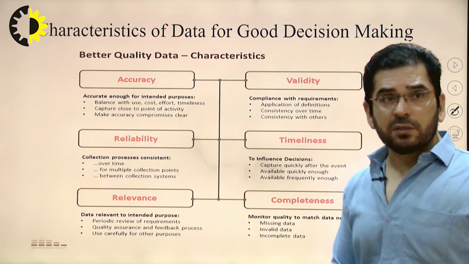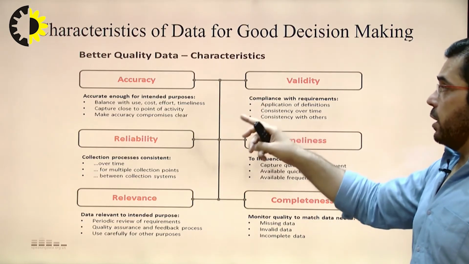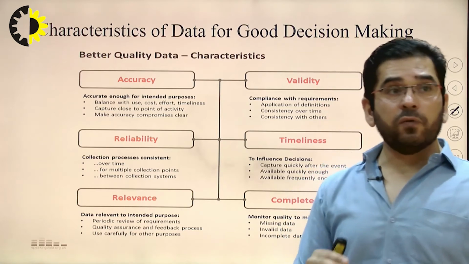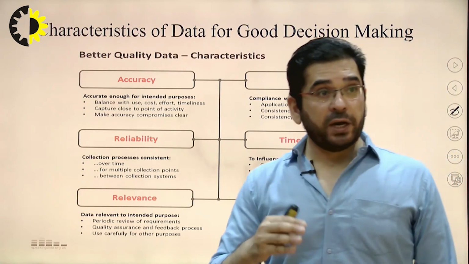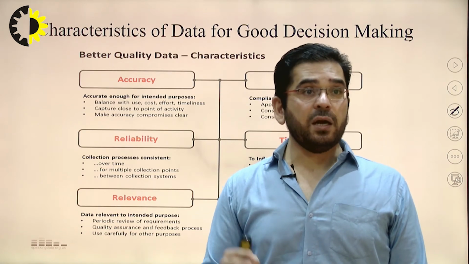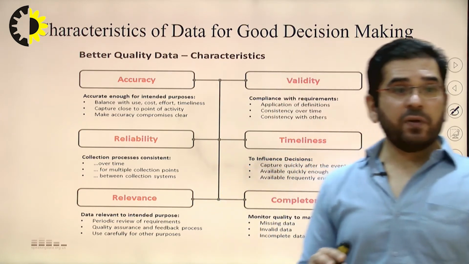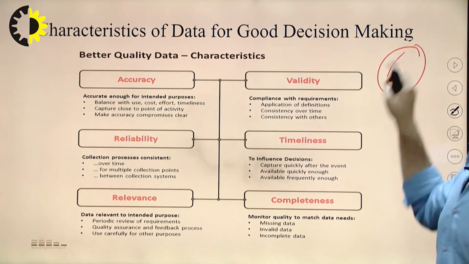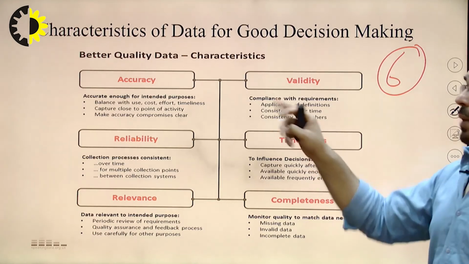Now, characteristics of good data for decision making. If the data is of good quality, the decision making will be of good quality. If the data is of poor quality, the decision made on the basis of that data is of poor quality. I have given here 6 characteristics which talk about better quality data.